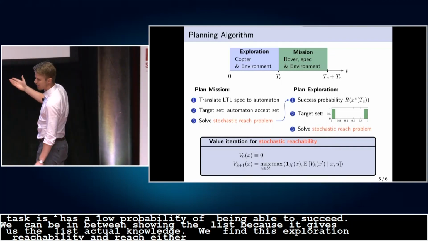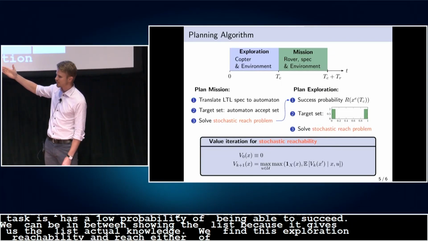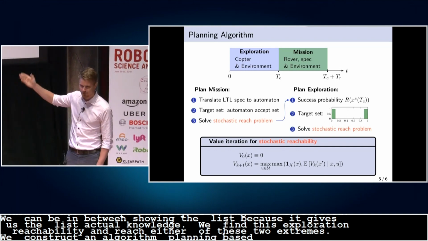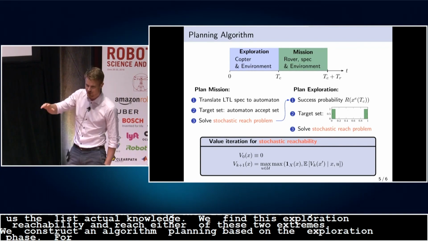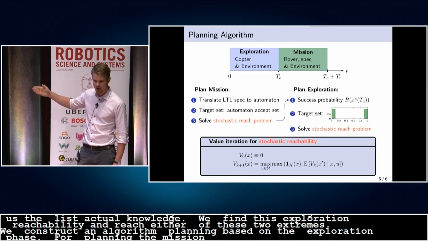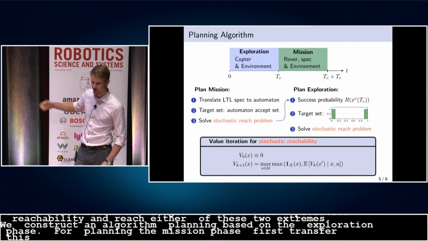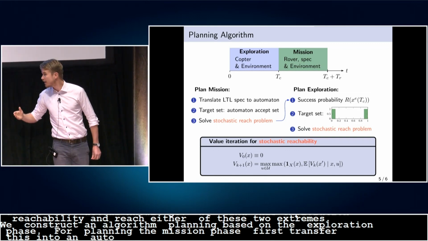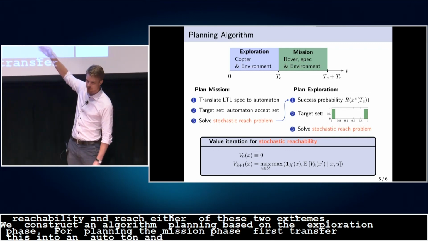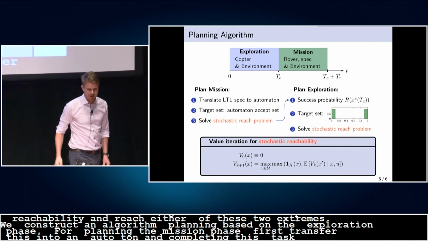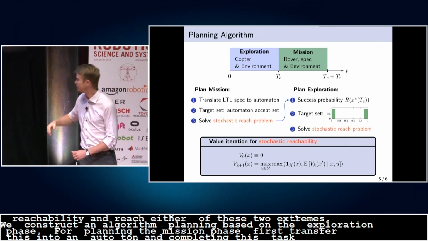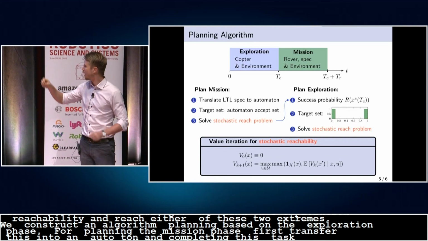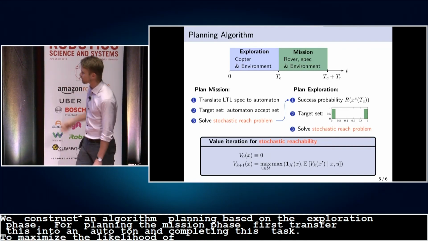And we can then construct an algorithm for planning both the mission phase and then the exploration phase. For planning the mission phase, we first translate the specification into an automaton, and we solve the stochastic reachability problem that maximizes the probability of completing this task. We then obtain the mission success probabilities that we need to plan the exploration phase, and we again solve the stochastic reachability problem to maximize the likelihood of ending up in one of these two extremes.